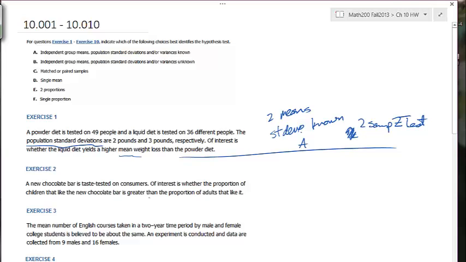Want to know proportion of children like the new chocolate bar is greater than the proportion of adults. So we're looking at two proportions in this case, and this is children versus adults. And then calculator command, this is going to be a 2-prop z-test.